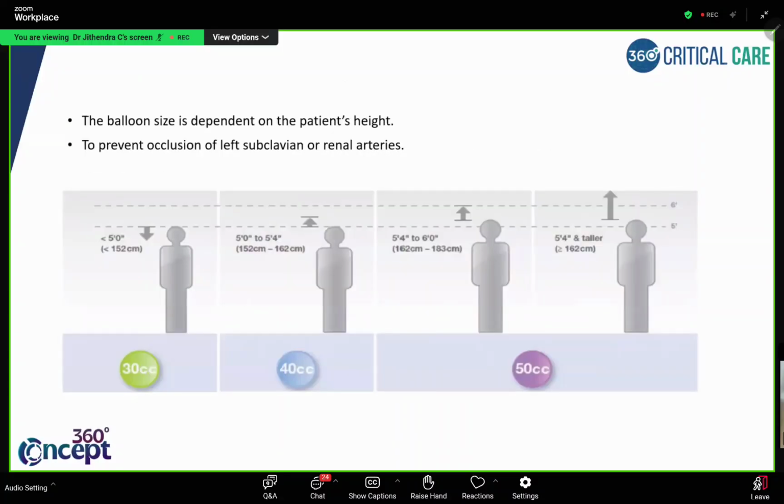Okay. A little more about the balloon. Sometimes they may ask you how you decide. This may not be asked in the CBS part.